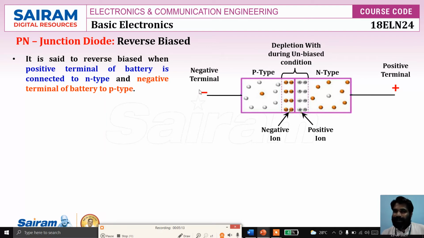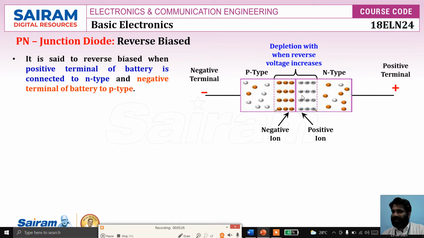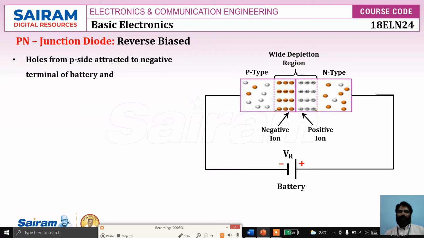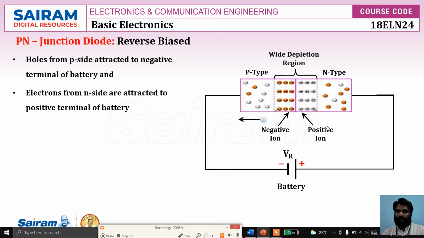Similarly, this is negative charge, no? So this negative charge attracts the positively charged holes. So holes are moving away from the junction. That is why the depletion region gets increased. This is the corresponding circuit diagram. Holes from the P side are attracted to the negative terminal of the battery. Similarly, electrons from the N side are attracted to the positive terminal of the battery. I mean, this charge attracts the electrons.